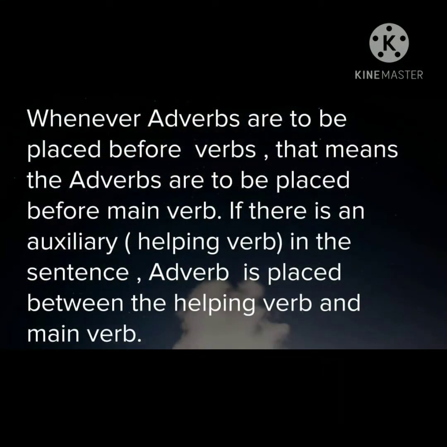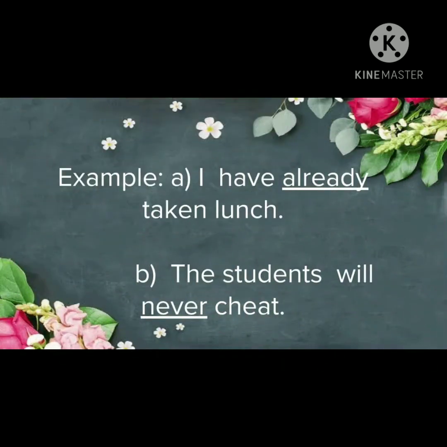Children, whenever it is said that you have to place an adverb before the verb, which verb is being talked about? The main verb. Whenever you have to use an adverb before a verb, that means you have to use the adverb before the main verb. If in the sentence a helping verb, an auxiliary, is given, then the main verb is there. In that case, you will use the adverb in between the helping verb and the main verb.